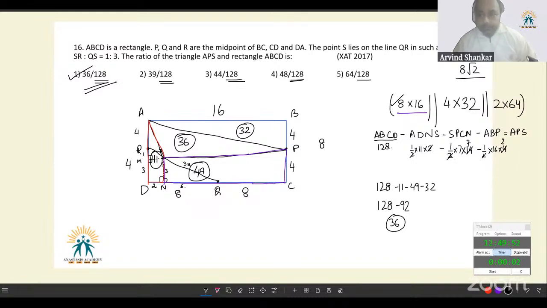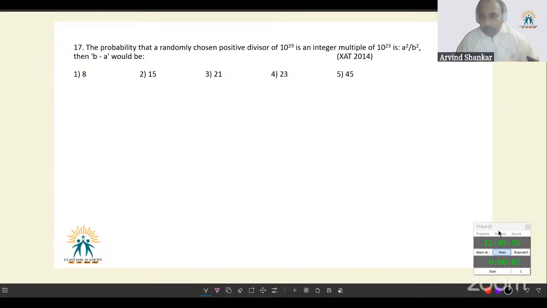Okay, next question. This is also pretty straightforward, but the moment you hear probability, and probability and number theory are mixed, it is painful. Please try.